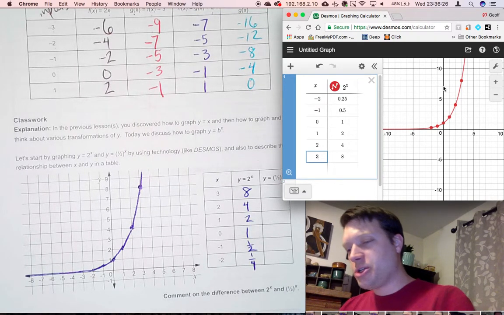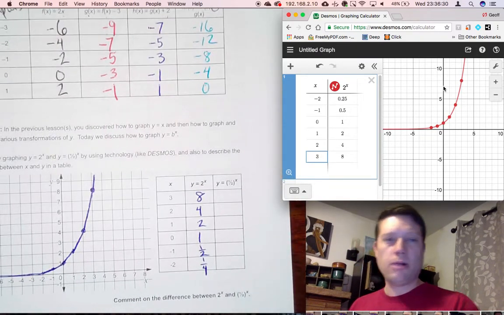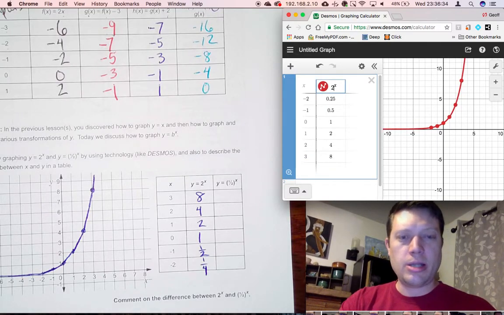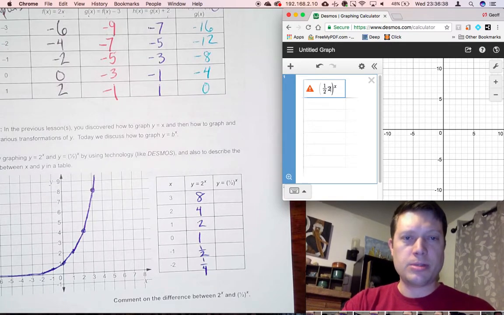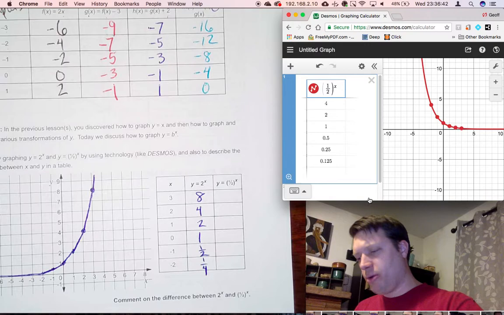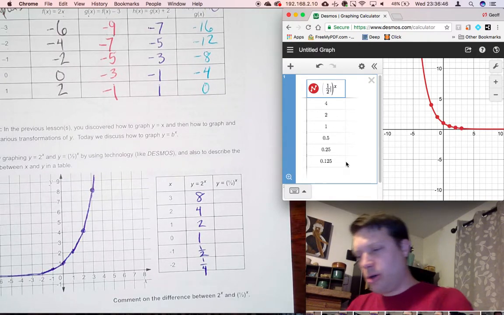For the other relationship, we're looking at 1/2 to the x power. So we'll change that in Desmos. Put the 2 in parentheses, 1/2. Maybe just delete it, modify it there. And it actually is the exact flip of what we see. 3 goes to 1/8.